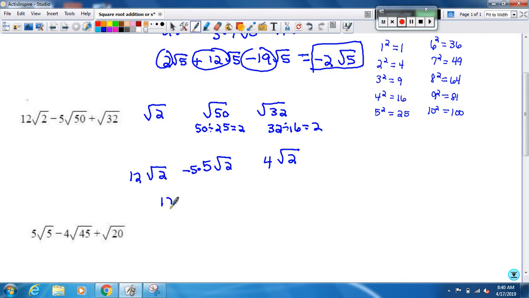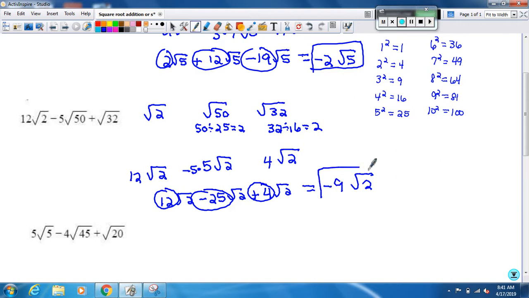So we've got 12 square root of 2. Negative 5 times 5, that's negative 25 square root of 2. And then a positive 4 square root of 2. So now you just add up your square root of 2, total them up. So 12 take away 25 is a negative 13, and a negative 13 and a positive 4 is a negative 9. So negative 9 square root 2 is your answer.